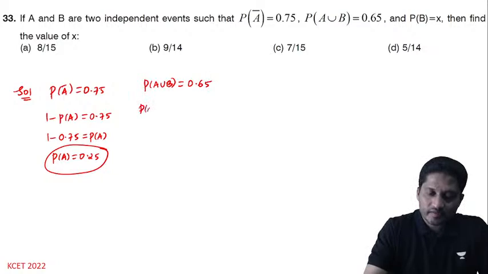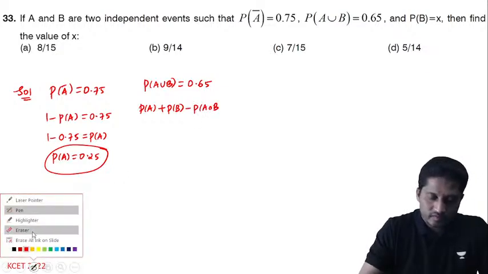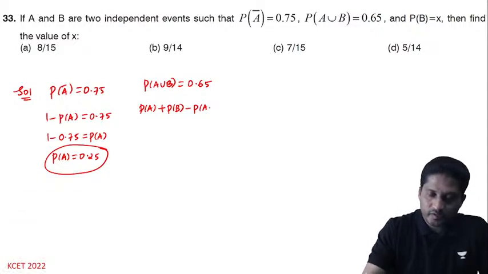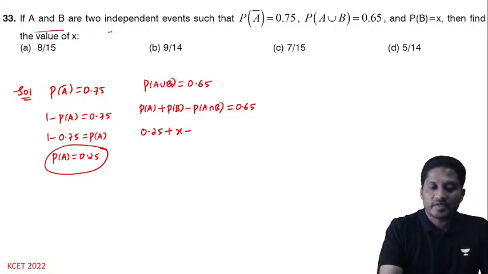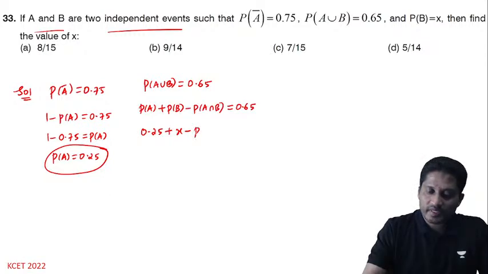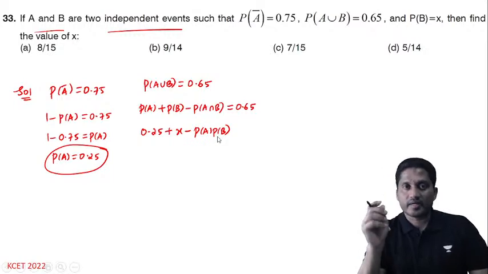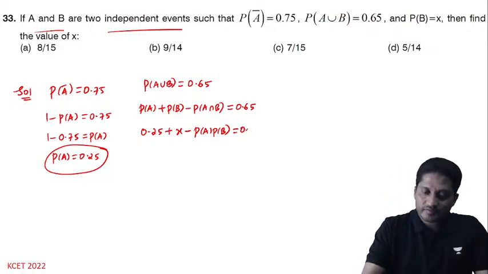This is P of A plus P of B minus P of A intersection B. This is minus P of A intersection B is equal to 0.65. Alright, P of A is equal to 0.25. P of B is equal to X. Since it is given that A and B are independent, right? P of A intersection B can be written as P of A into P of B. It's already mentioned in the question that A and B are independent events.